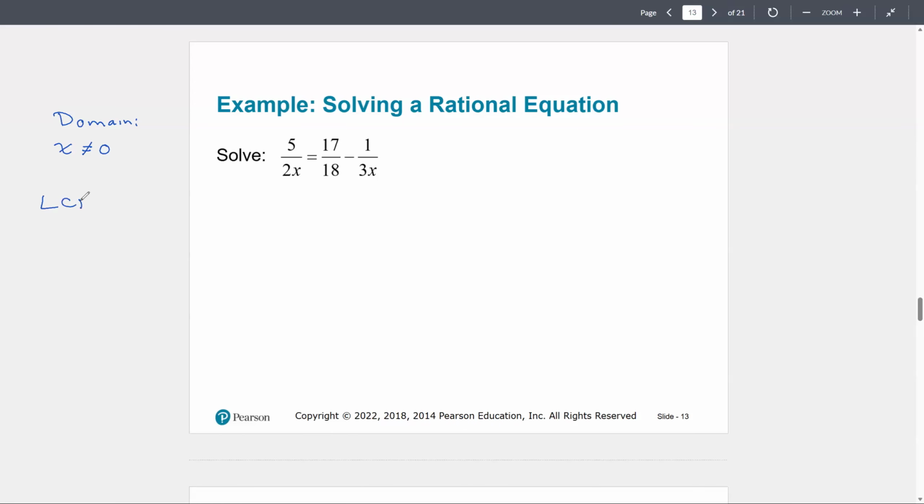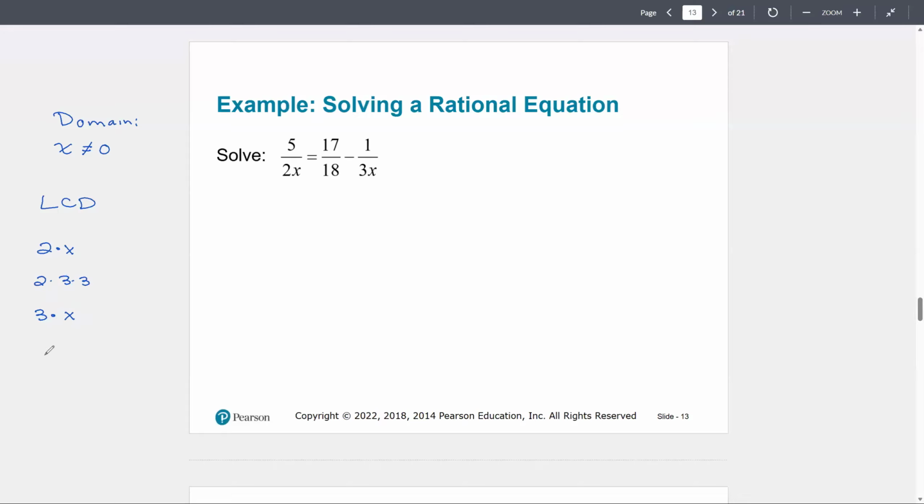So we need to find that LCD. So we have 2 times x. We have 18, which is just 2 times 3 times 3, or 2 times 9. And then we have 3x, which is 3 times x. So essentially, because we share this 3 once, my LCD is going to have the 2. Then we'll keep, oops, let me go back. I just realized I missed another one of them.